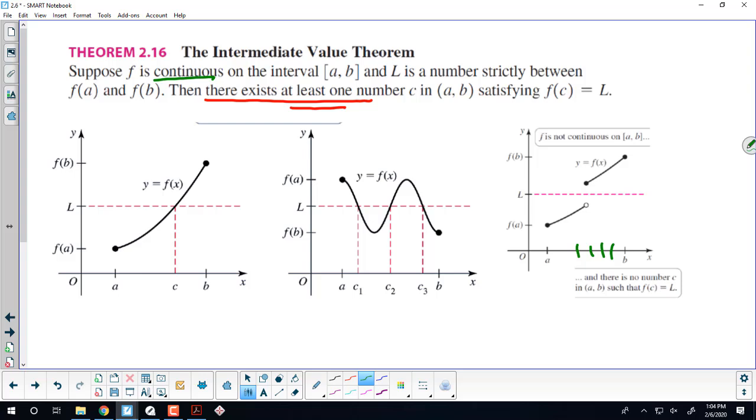So typically, you'll see this in application. Hey, here's a function. Does this function ever equal 5 on this particular interval, or is this function ever 0 on this particular interval? And that's kind of how we'll see it.